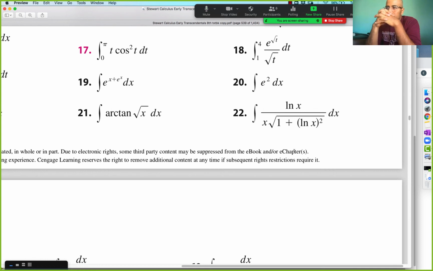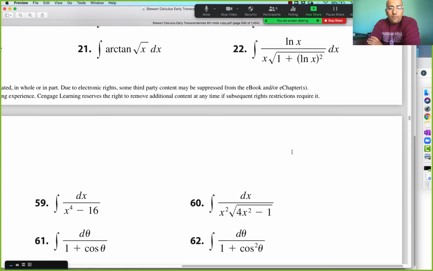Looks kind of ugly, but maybe not so bad if we let u equal to the 1 plus ln x squared. Its derivative is going to be equal to ln x over x, which is going to be here with 2. It's going to be a constant. So this right here will end up being the derivative of this part in here. So just a straightforward u substitution, letting u equal to this part in here, the 1 plus ln x squared. Good.